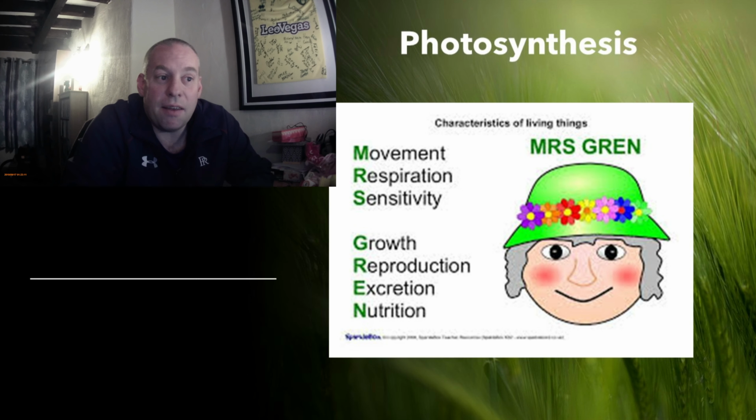And like any living organisms, they need to be able to do the 7 characteristics of life in order to be alive. The 7 characteristics of life are usually represented by the diagram of Mrs Gren. Here's quite a standard one, and I'm sure you've seen something similar. A plant, in order to be alive, will need to be able to move, to respire, to show sensitivity, to grow, to reproduce, to produce smaller plants, to excrete, to give out some kind of waste, and nutrition.